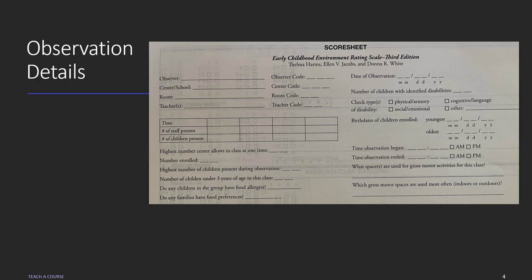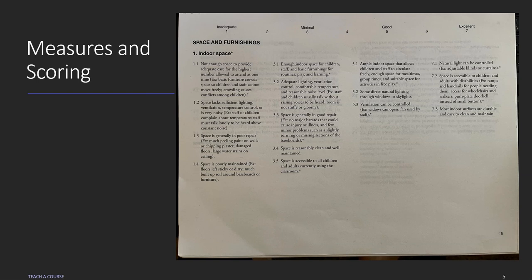The next thing is that there is scoring on several different measures, and we're going to just look at one of them so that you can get an idea of what that looks like and how it works. We're going to focus on this first measure in the subcategory of space and furnishings. The measure focuses on just indoor space. As you can see, there are measures in each of the columns. The basic gist is the further across the page you get, the higher the level of quality. In a high quality program, all of the columns, 1 would likely be no, and then the rest would all be yes.